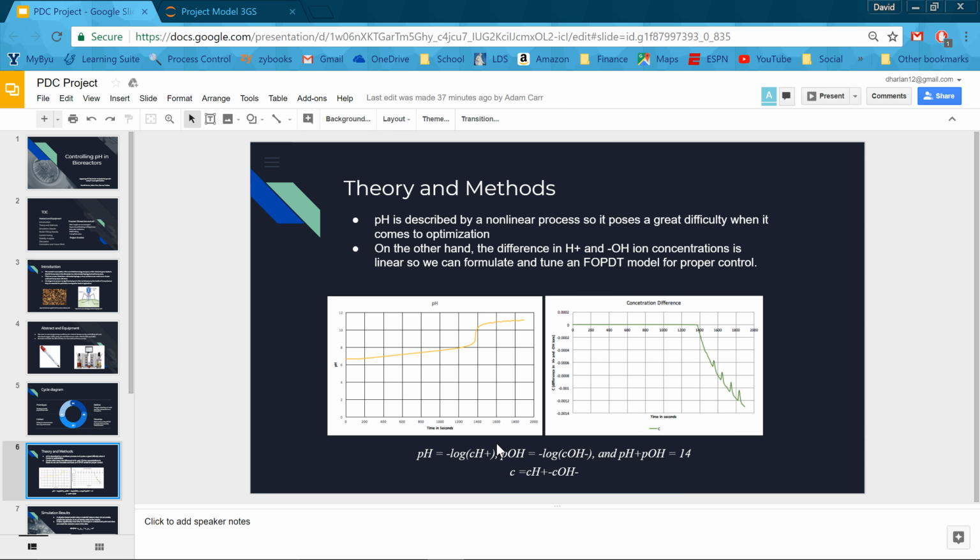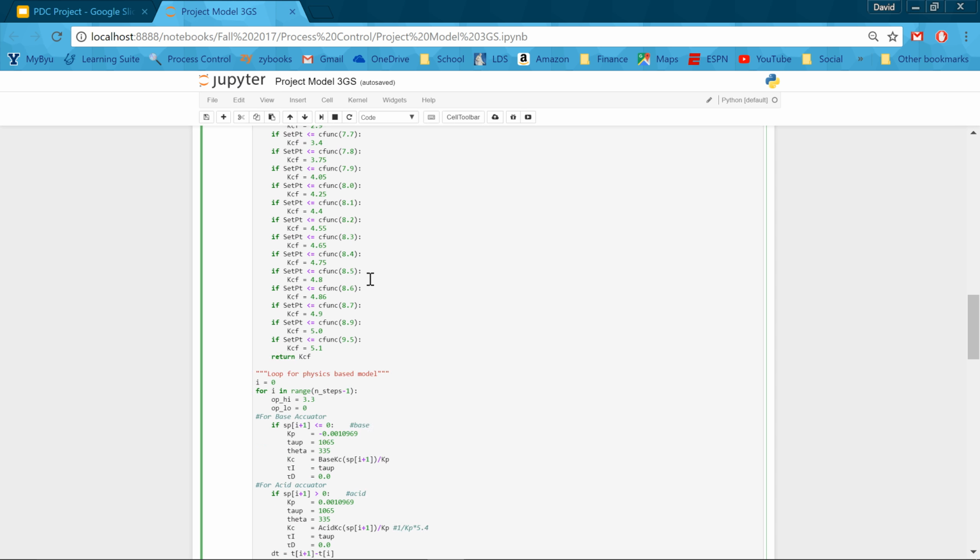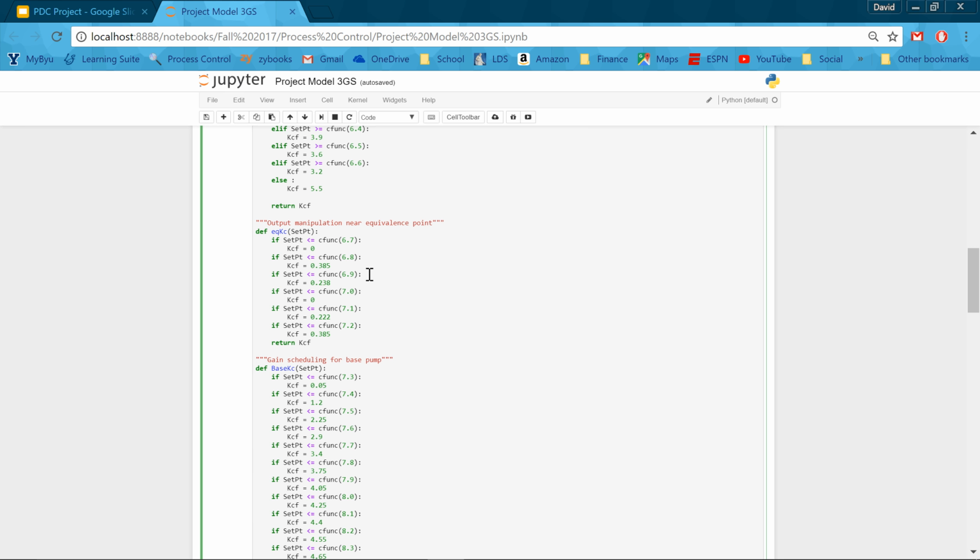So the first step in building the controller is to find a way to linearize pH through concentration. That's done with these equations right here at the bottom. You can see the graph on the left is a pH titration curve, and the graph on the right is the linearized concentration curve. So we developed a PI controller, and our initial tuning parameters were found with the IMC tuning correlations from our physics-based model.